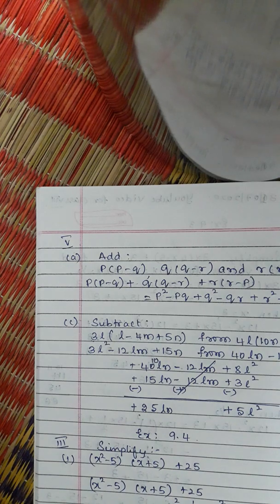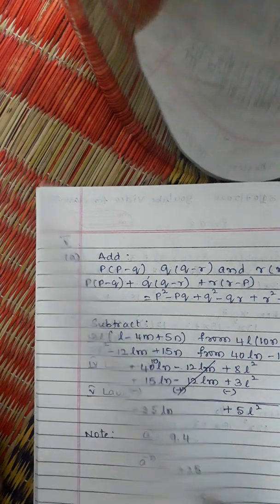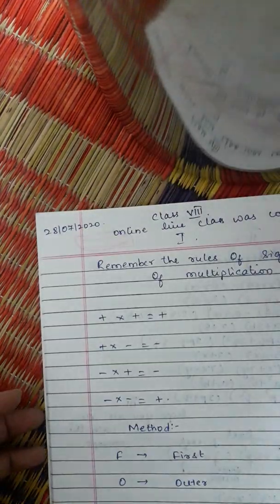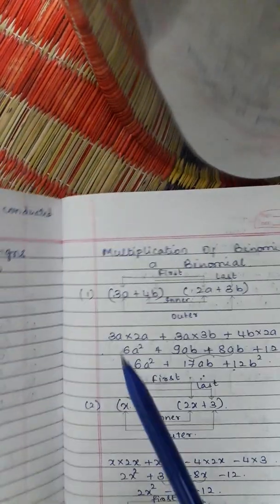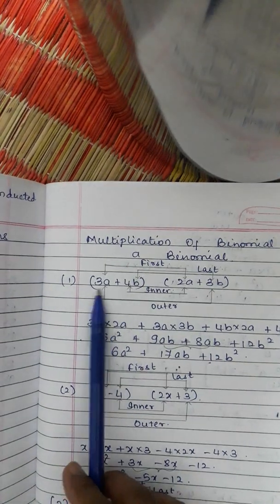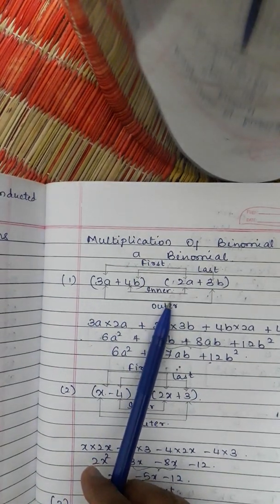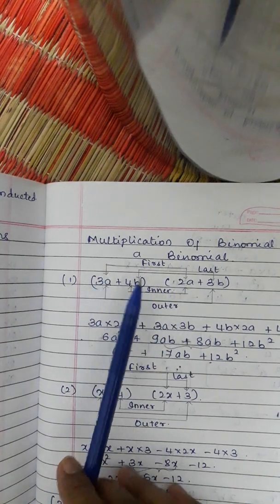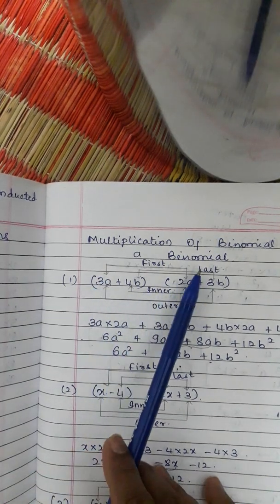In 6.4, again multiplication of binomials. If we start the multiplication of binomials, that is by the FOIL method, or else you can go for multiplying one by the other. FOIL method means first, outer, inner, last.